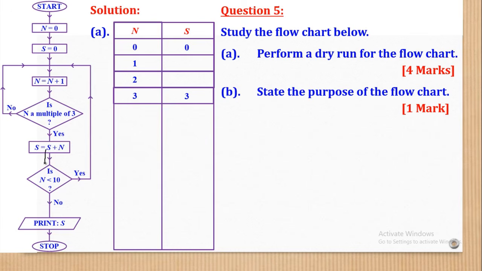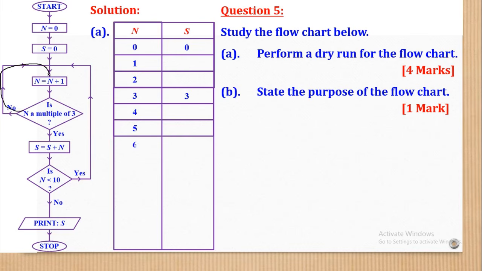Then from here I'll go to this and say, is n less than 10? So when you look at this value of n here, it gives you a decision of yes. So yes takes you to this arrow, and this arrow makes you increment n by 1. So increment n by 1 gives you 4. Then from here, is n a multiple of 3? This one gives you an answer of no. So no takes you back to increment n by 1. Increment by 1 gives you 5. And this value of 5 gives you here an answer of no. So go back again.